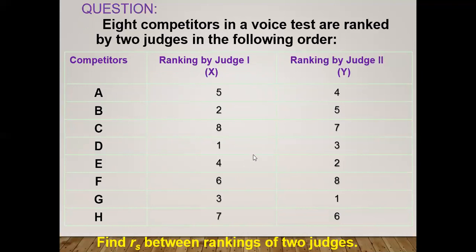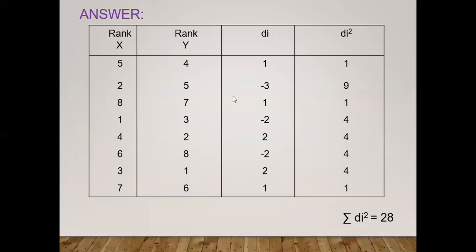That's why we're looking at the correlation coefficient. Here we are giving ranks, so that's why we call it rank correlation. So find RS between the rankings of two variables, X and Y. First we make four columns. In the first column we put rank X, in the second column rank Y, and in the third column DI. This is the difference, X minus Y, and DI square means the square of this difference.